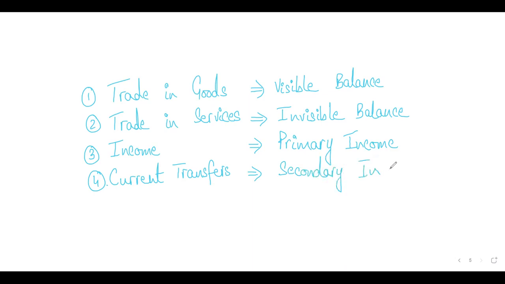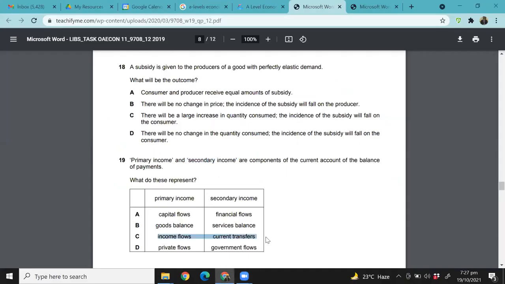So now you would remember that income is known as primary income and current transfer is known as secondary income. Right, exactly. Financial remittance, exactly. So the answer in this case would be primary income. You just discussed that will be income flows, and secondary income will be current transfers. So the 19 should be C.